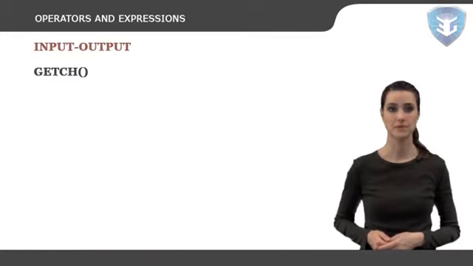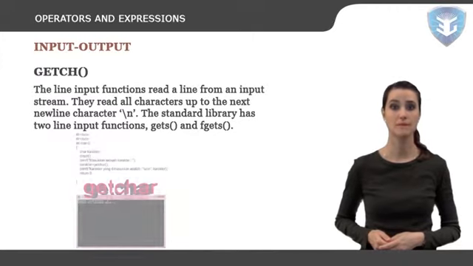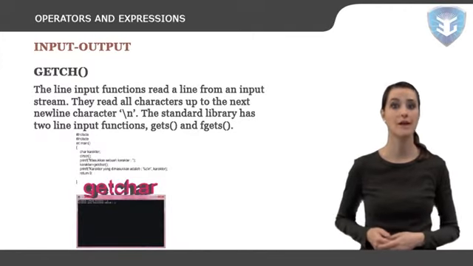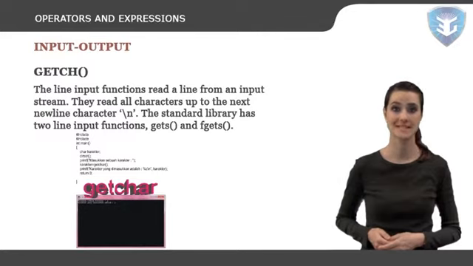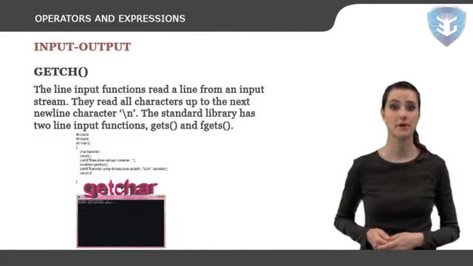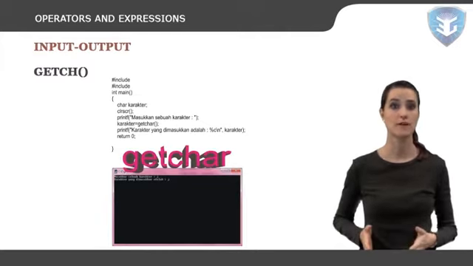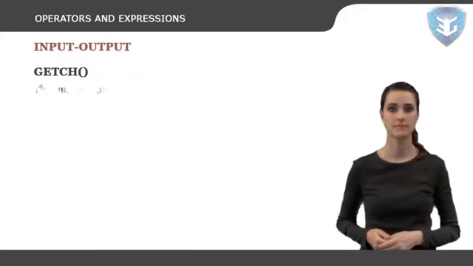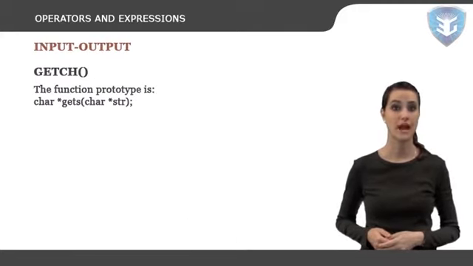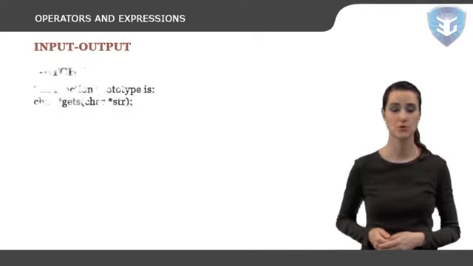gets function. The line input functions read a line from an input stream. They read all characters up to the next newline character \n. The standard library has two line input functions, gets and fgets. gets is a straightforward function, reading a line from stdin and storing it in a string. The return value is a pointer to the string. If the gets function encounters an error or reads end of file before any characters are input, a null pointer is returned. The function prototype is shown here.